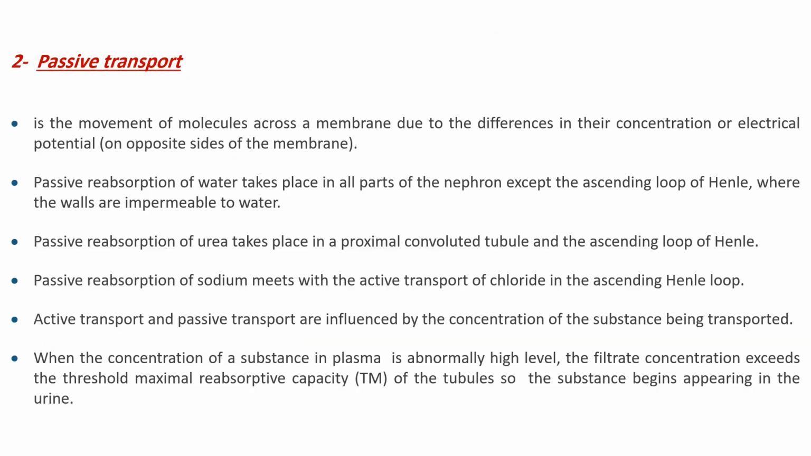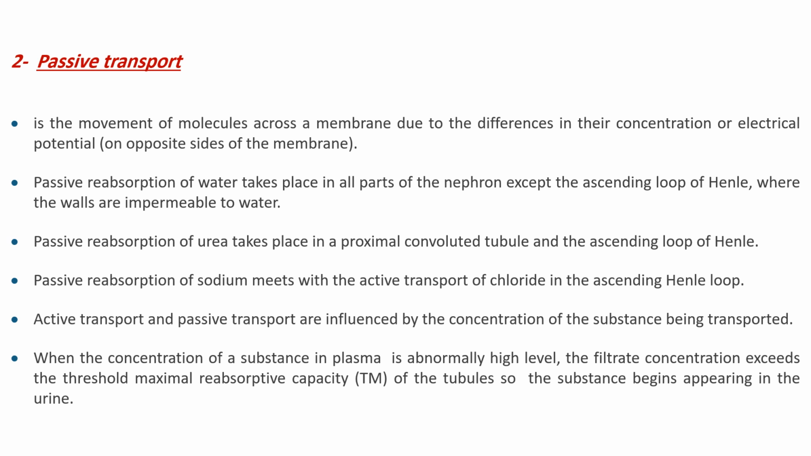Secondly, passive transport. Passive transport is the movement of molecules across the membrane due to the difference in their concentration or the electrical potential on opposite sides of the membrane. Passive reabsorption of water takes place in all parts of the nephron except the ascending loop of Henle, where the walls are impermeable to water. Passive reabsorption of urea takes place in the proximal convoluted tubule and the ascending loop of Henle. Passive reabsorption of sodium meets the active transport of chloride in the ascending loop of Henle.